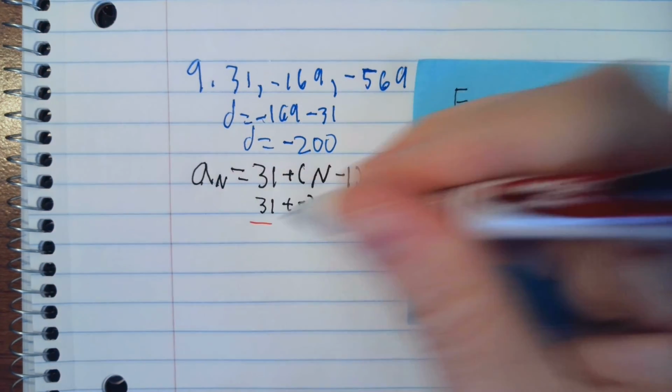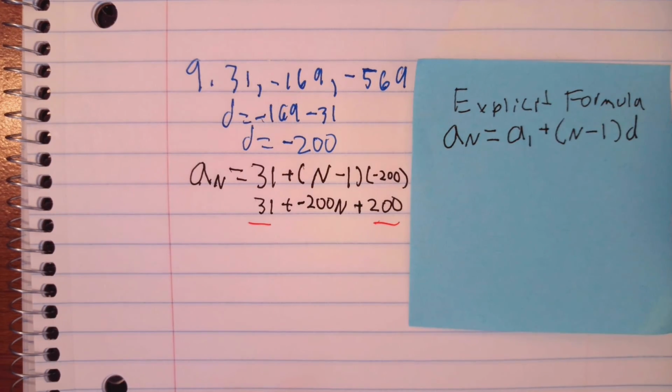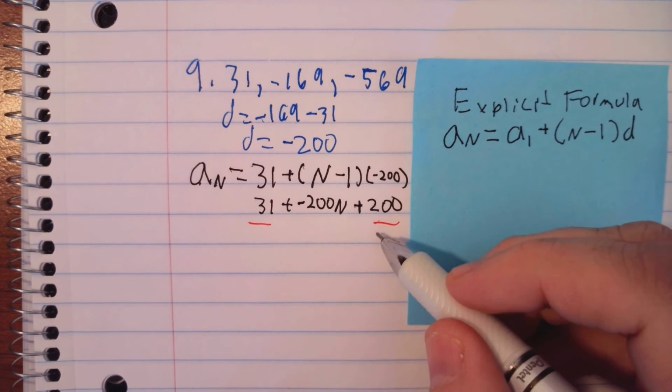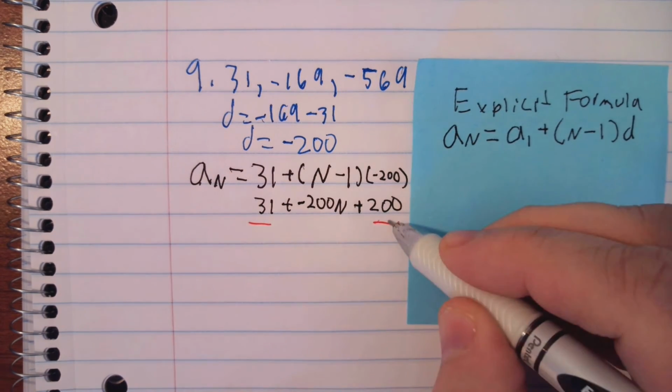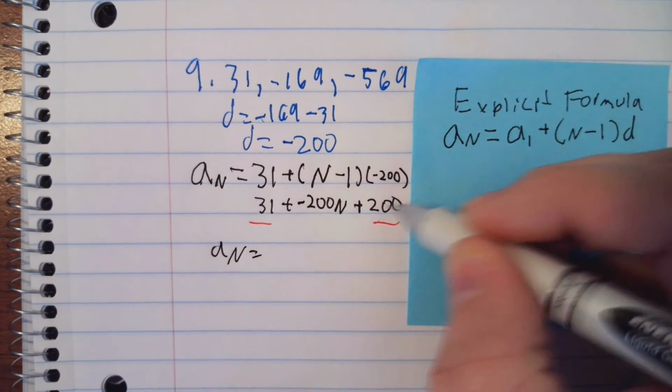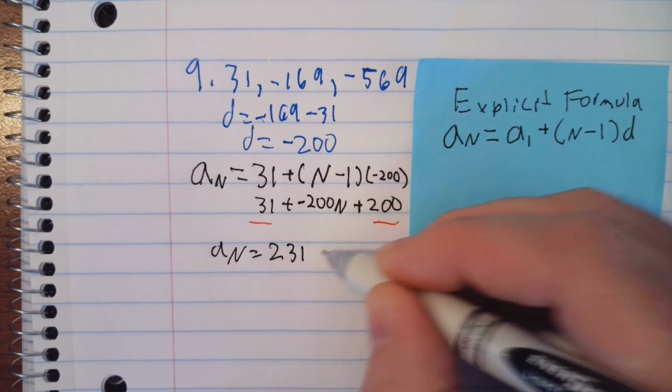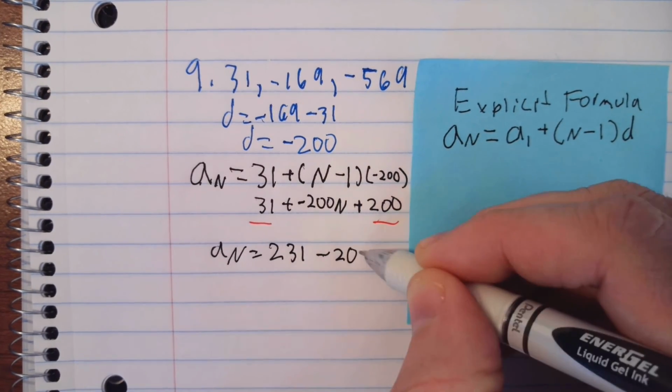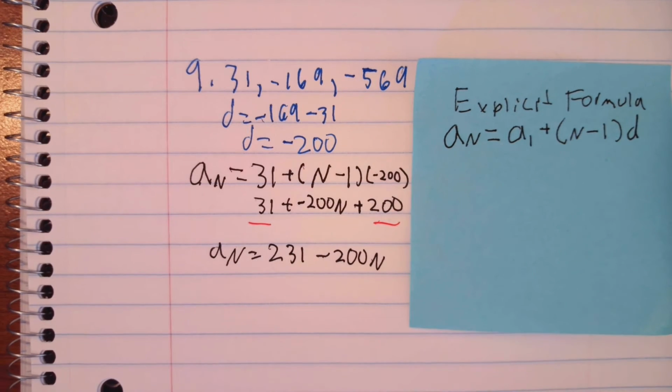So that means these guys, and normally how it's written, and I don't like how it's written, but I don't get to make that up. Normally how it's written is like this. AN equals 231 minus 200n. Okay, that's the explicit formula. Now that we have that, let's use it.